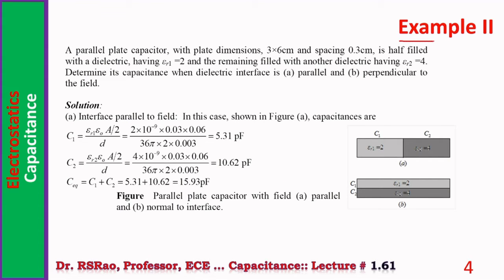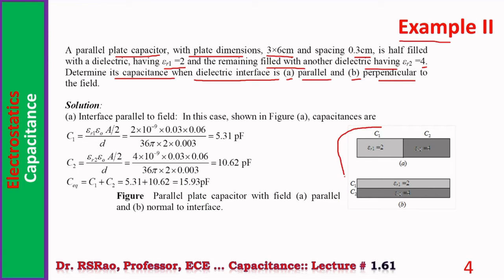Another problem, example 2. A parallel plate capacitor with plate dimensions 3 by 6 cm and spacing 0.3 cm is half filled with a dielectric having relative permittivity epsilon R1 equal to 2, and the remaining is filled with another dielectric having relative permittivity or dielectric constant equal to 4. Determine its capacitance when the dielectric interface is A. parallel, B. perpendicular.